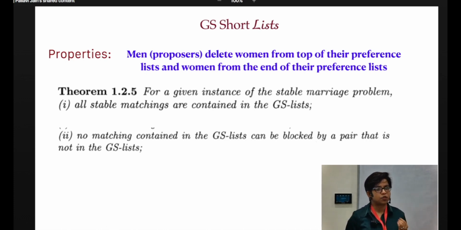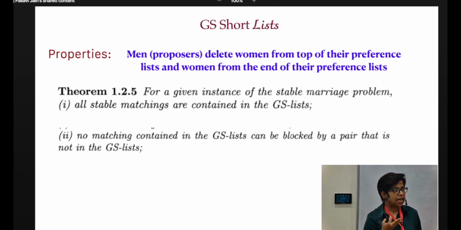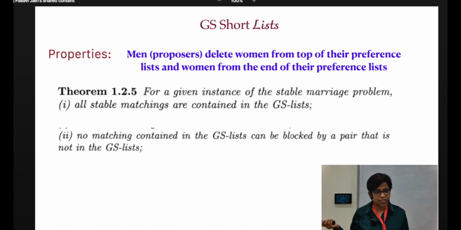So if you think in terms of who is not in the GS lists, if the woman is not present in a man's preference list, it is because that woman got a strictly better partner, right? And so if there is an edge that is not in the GS list, for it to block a matching that is present in the GS list, both of them should prefer each other to whoever their match outcome is from the GS list. That is obviously not true by our pruning criteria, that you drop only when you get a strictly better partner.